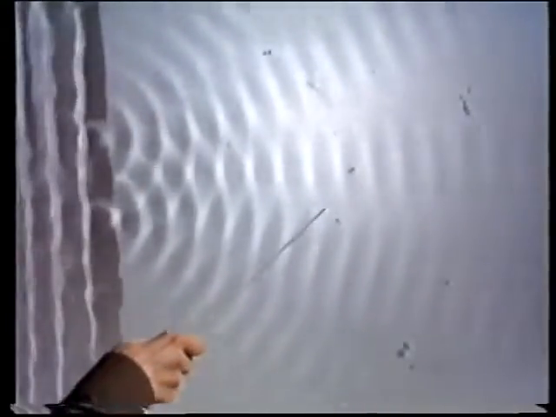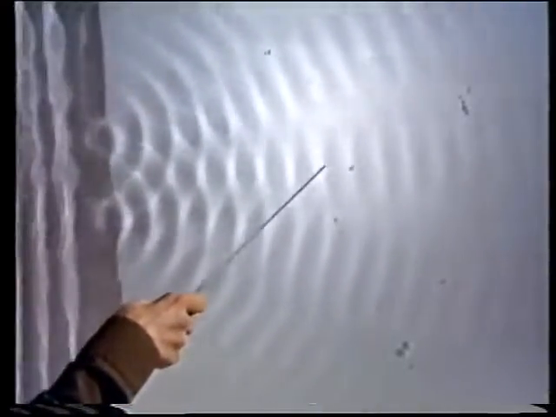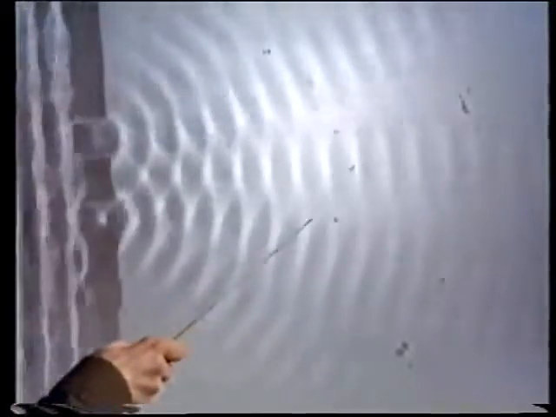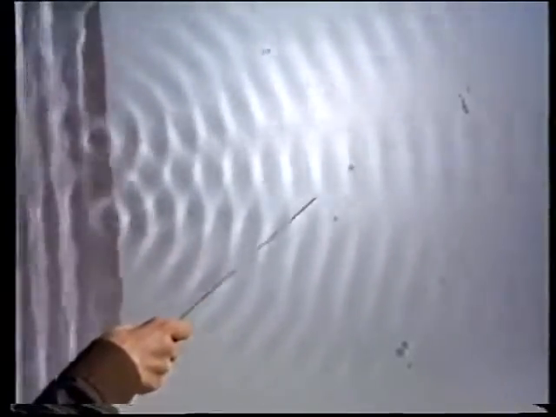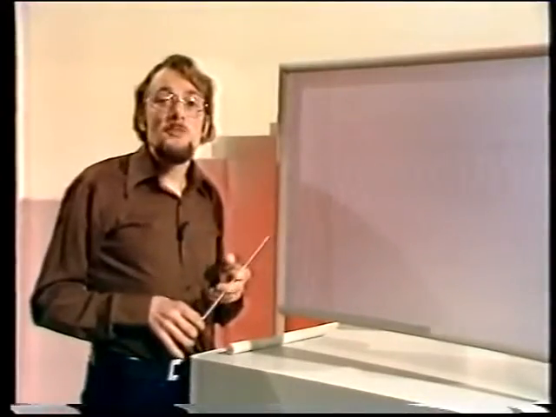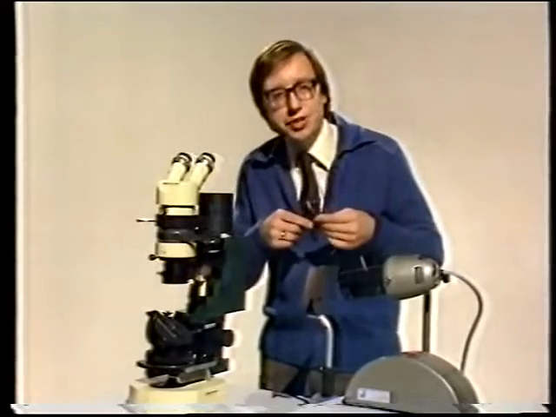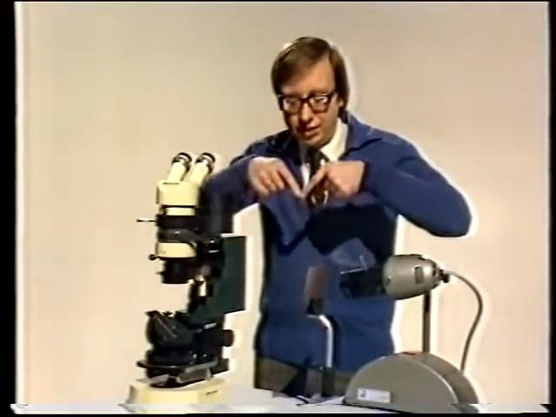So we get destructive interference at a point like this, constructive interference at a point like this, and of course, at points in between, we'll get some sort of partial cancellation of the waves. But we can explain all of the interference effects that we're seeing here in terms of the interference of waves from the two slits.